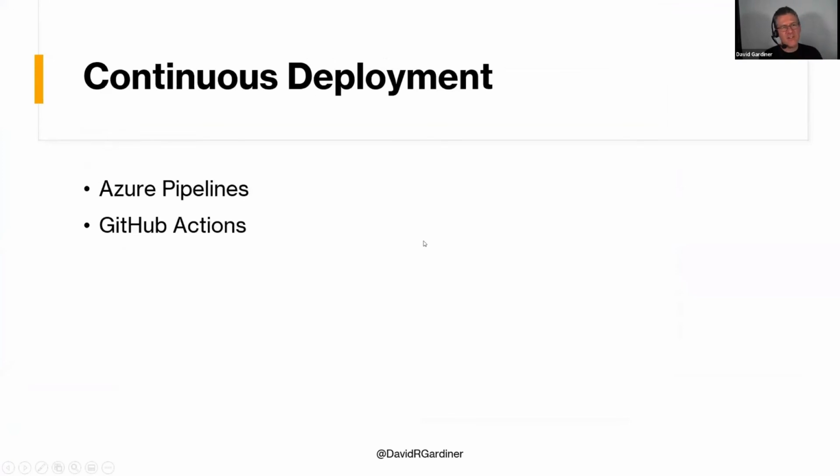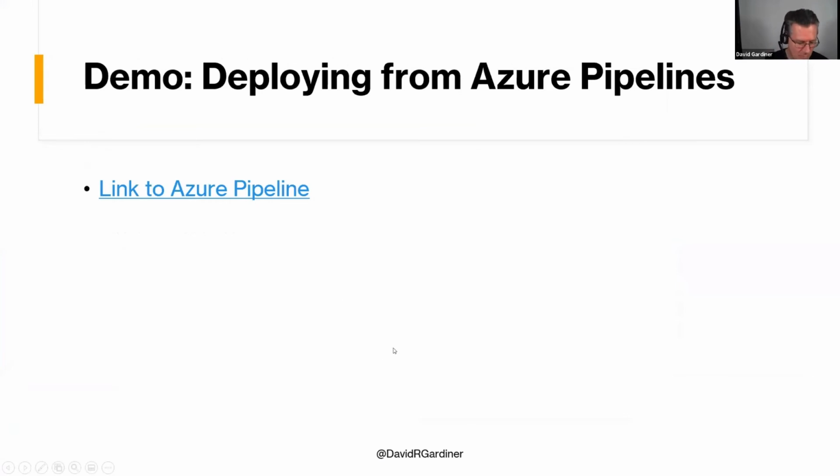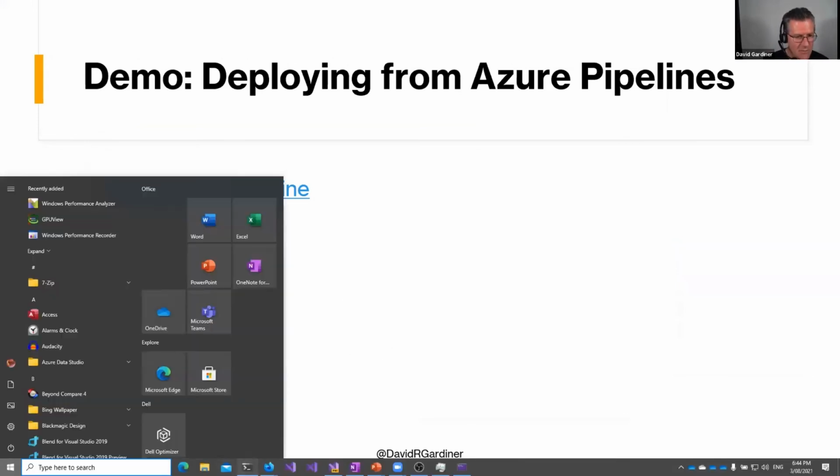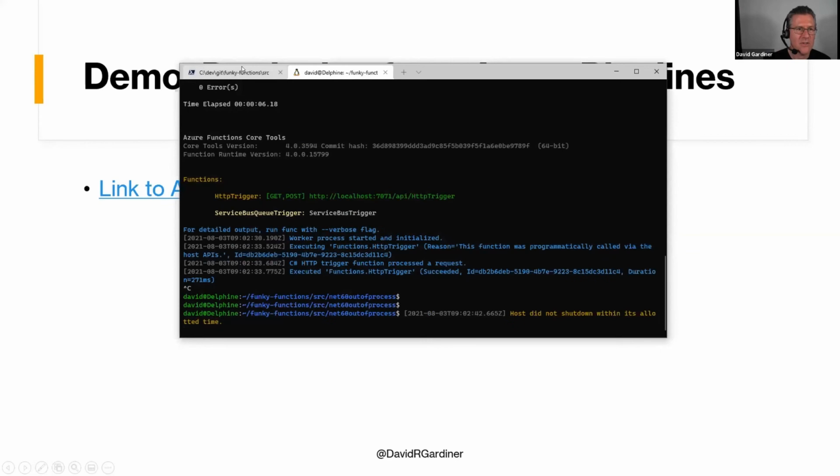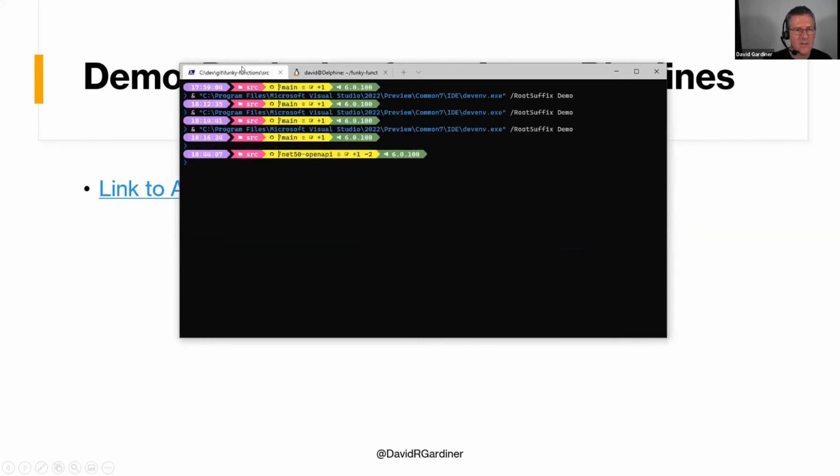All right, so we've got our function, we've added OpenAPI support. How do we deploy our function? I'll have a look at a couple of different ways. First of all, Azure Pipelines and then GitHub Actions. So first of all, let's have a look at the source code. I'll jump back to here and bring up VS Code.